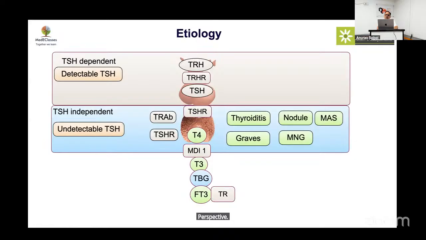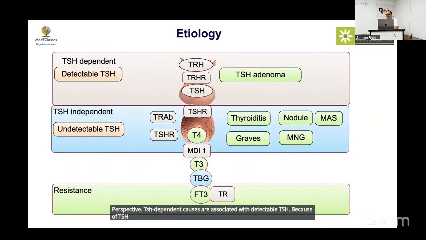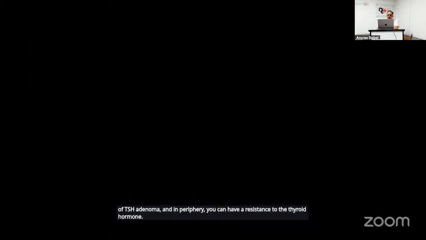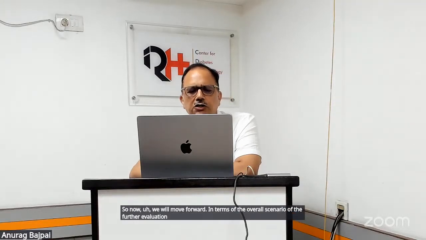TSH dependent causes are associated with detectable TSH because of TSH adenoma, and in the periphery you can have a resistance to the thyroid hormone. So now we will move forward in terms of the overall scenario of the further evaluation and how the etiology plays out.